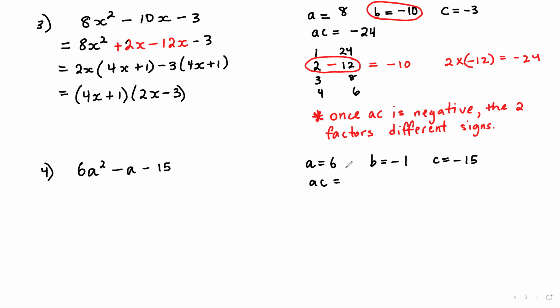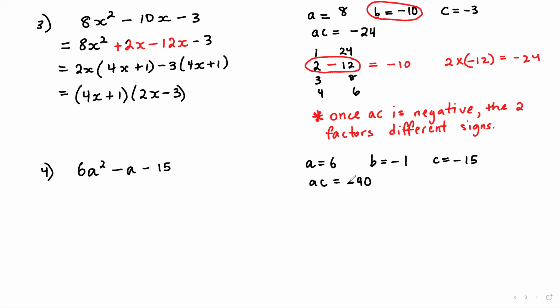AC will be 6 times -15, which is -90. That's right. And now we need to choose the two factors of 90 that could add or subtract to give me -1, and then multiply to give me -90.